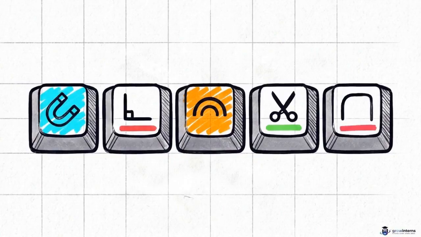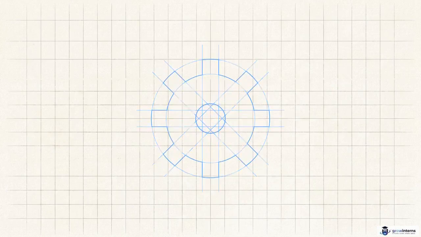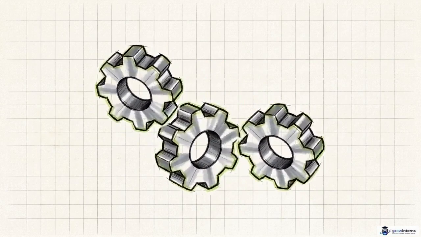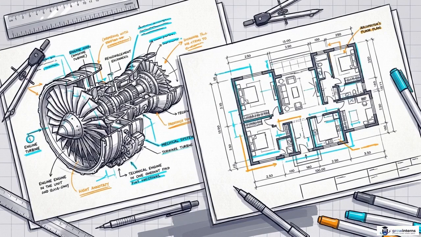These are your 5 crucial keystrokes: F3 for snaps, F8 for ortho, O for offset, TR for trim, and F for fillet. Mastering these 5 commands gives you total control over AutoCAD's mathematical geometric engine. This is the exact foundation required to draft any two-dimensional architectural or mechanical form.